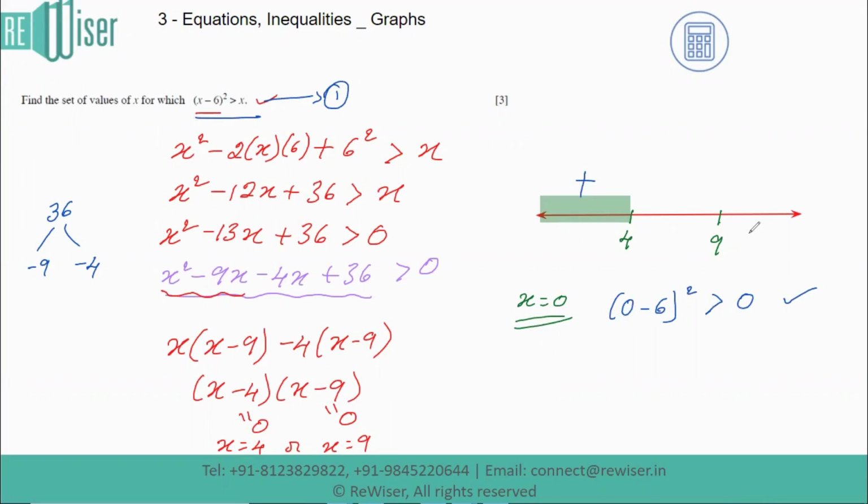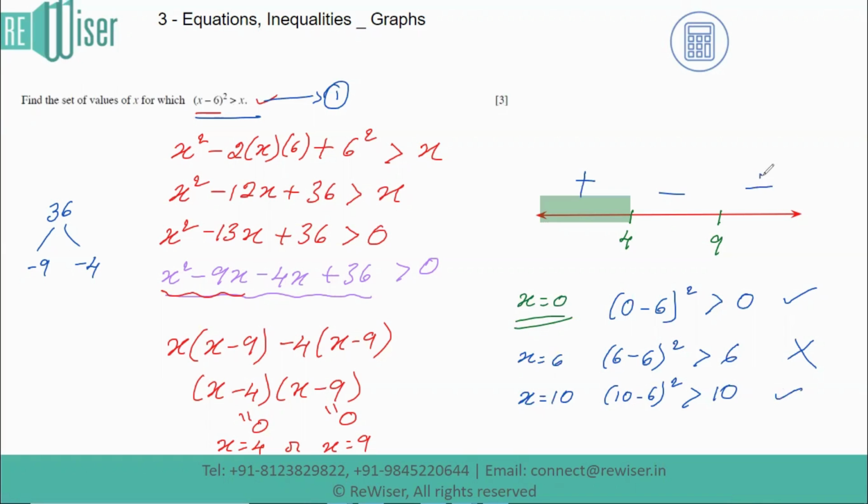And between 4 to 9, if I take any other value, let me take it as 6. When you put 6 here, it's going to be 6 minus 6 whole square is greater than 6. 6 minus 6 is nothing but 0. So 0 is greater than 6. That's false. It doesn't satisfy anywhere between 4 to 9. And if I talk about after 9, maybe I can think about taking x as 10. So 10 minus 6 whole square is nothing but 4 square, which is 16, and that is greater than 10, which is true.